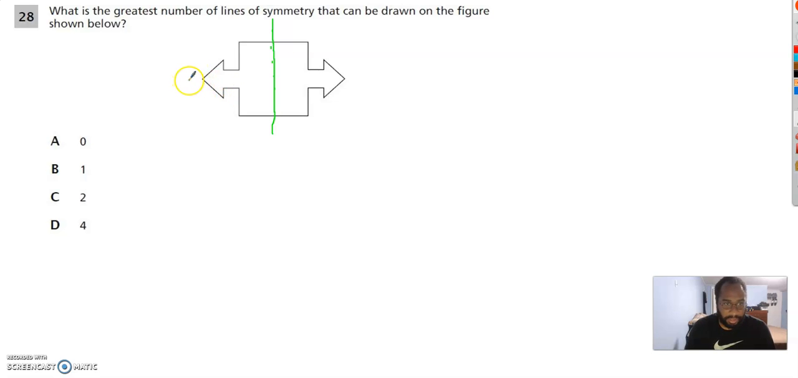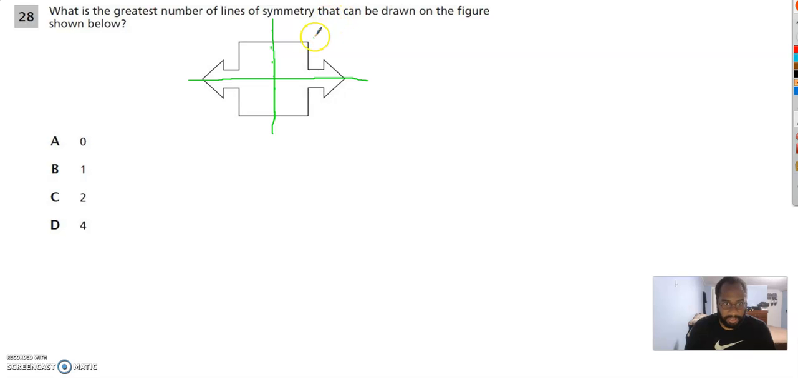Yes, it's another line of symmetry, horizontally. When you split it through the arrows, you still see the same on both sides. Is that all? No. Ooh, let's see. Zachary, what do you think?